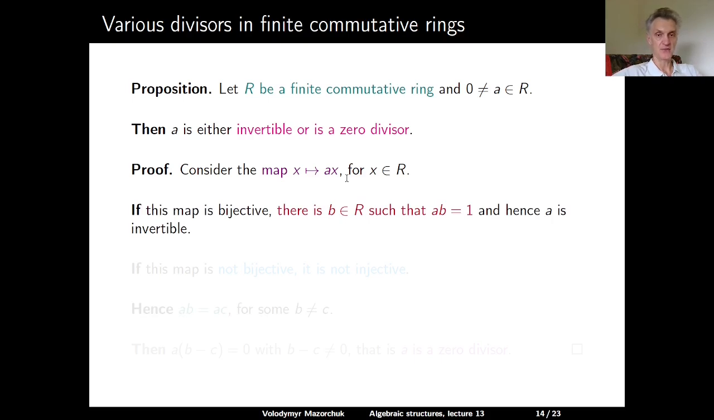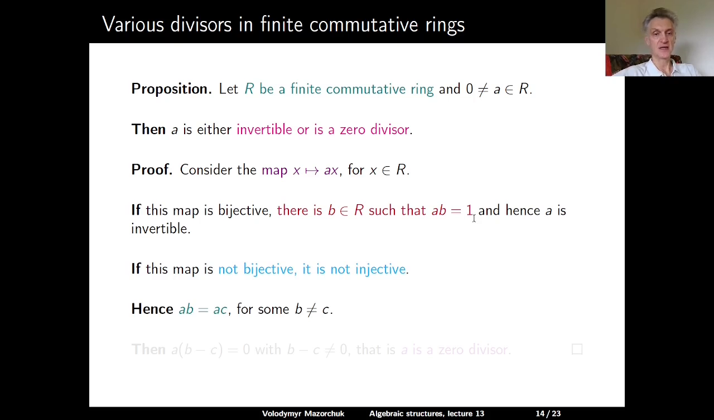It can be bijective, and if it is bijective, then there is B in R such that AB is equal to 1, and hence A is invertible. On the other hand, it is possible that it's not bijective, and then, if it's not bijective, it's a map from a finite set to itself. Such a map is not injective.